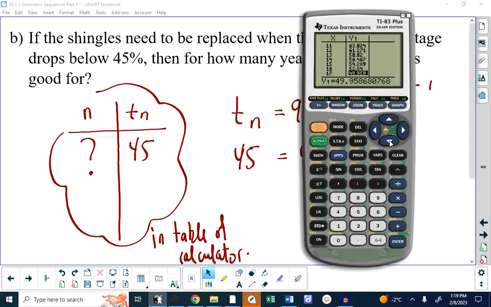16, 17, 18, 19. Are they good after 20 years? No. So for how many years are they good? 19. We have to round down here. We can't say, well, it's 20 where they fall below. Listen, if you bought these shingles and you waited 20 years, there would be part of that 20th year where they're not good enough. Trust me, you wouldn't get water coming in.